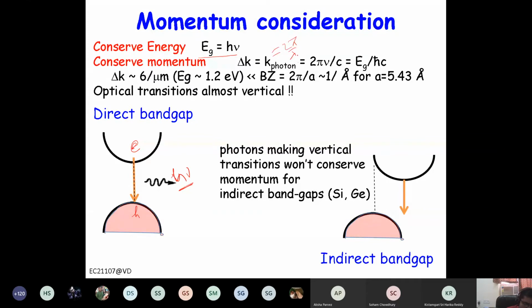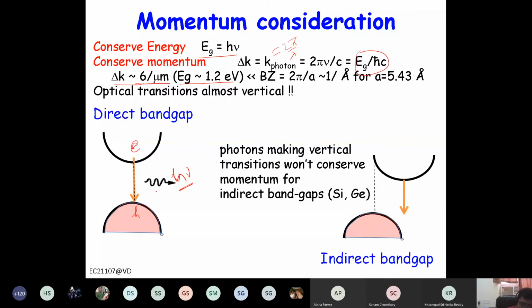Now nu c is equal to nu lambda, right? So it can also be written as 2 pi nu by c, and h nu will be the band gap. So if you write band gap by h, h by 2 pi is h bar. So you can write this simple expression Eg by h bar c. And if you calculate for a typical band gap around 1.2, you get delta k around 6 per micrometer. So delta k is basically 6 into 10 raised to power 6 per meter. That is the momentum of photon.